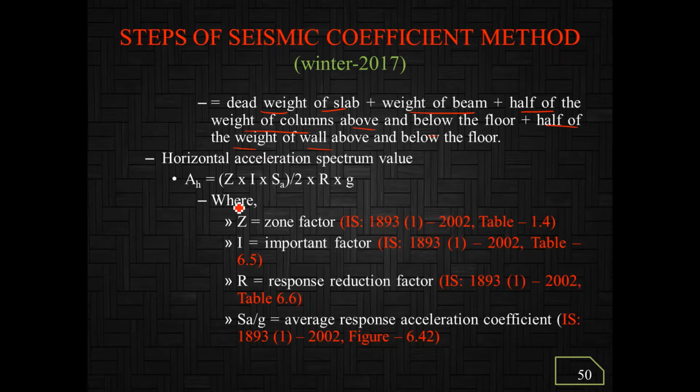Then after AH equation we have ZISA divided by twice R into G, where Z is equal to zone factor. We can find Z from the IS 1893-1-2002 table number 1.4. Same thing for the I, table number 6.5, for the R response reduction factor, table number 6.6, and SA by G average response factor coefficient from the figure 6.4.2.